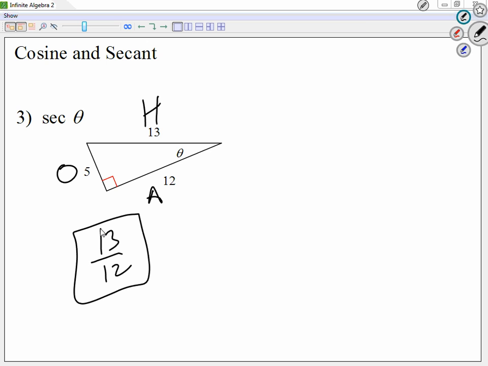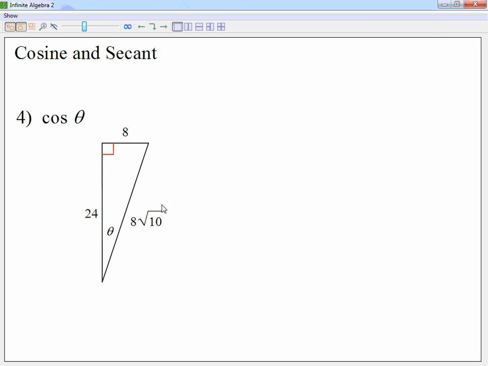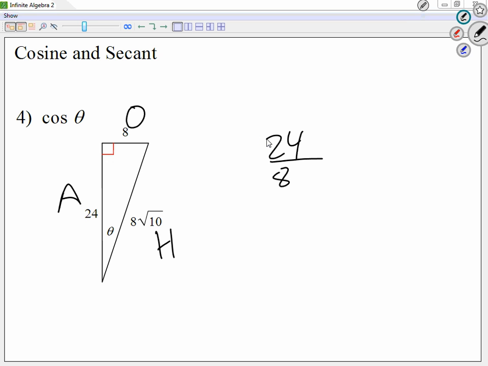Okay. Yeah. 4? Alright, looking at question number 4, let me label my sides. The hypotenuse is 8 radical 10. The opposite is 8, and the adjacent is 24. So cosine is adjacent over hypotenuse, so let me go 24 over 8 radical 10. I can simplify the 8 over 24 to begin with. At least let me simplify before I multiply it. So I'm going to have 3 over radical 10. Right, I simplified my fraction first.